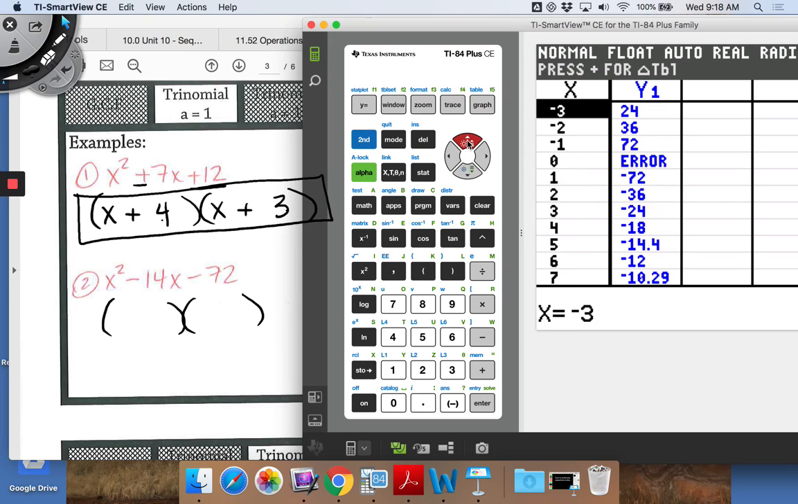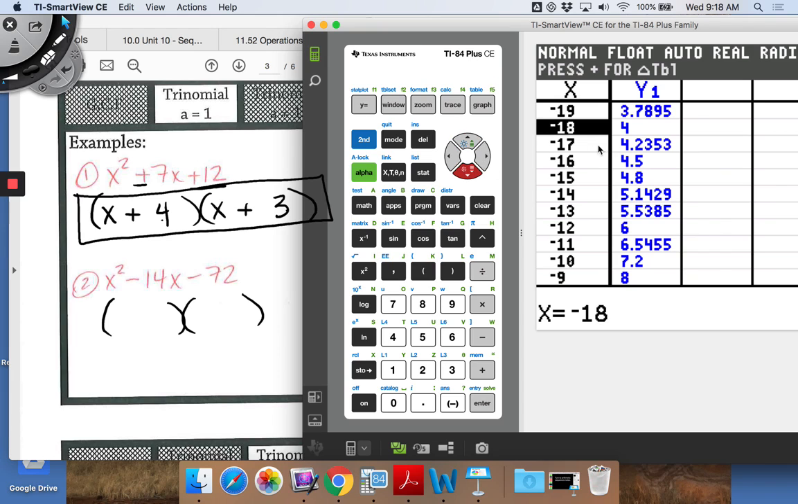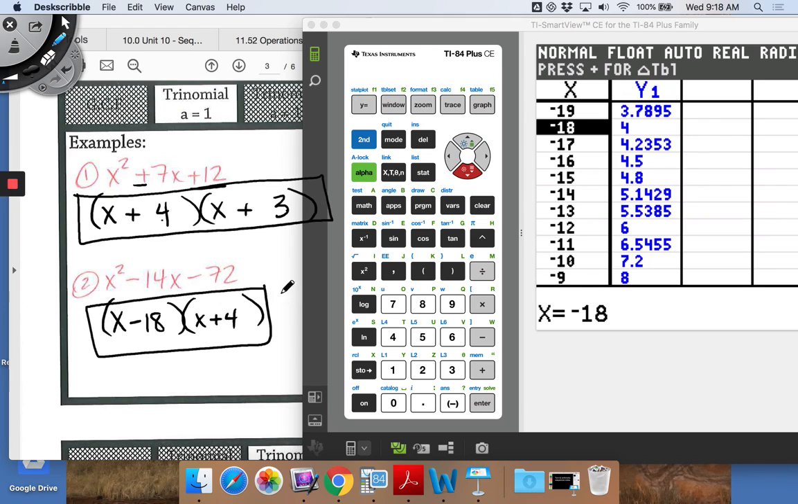But realize there's negative x values as well. Now I know that my bigger factor has to be negative because my middle term is negative. So I'm basically looking at what two numbers would subtract to make negative 14. So this would be x minus 18 and x plus 4, because negative 18 plus 4 would be negative 14. So that is kind of the easier trinomials.